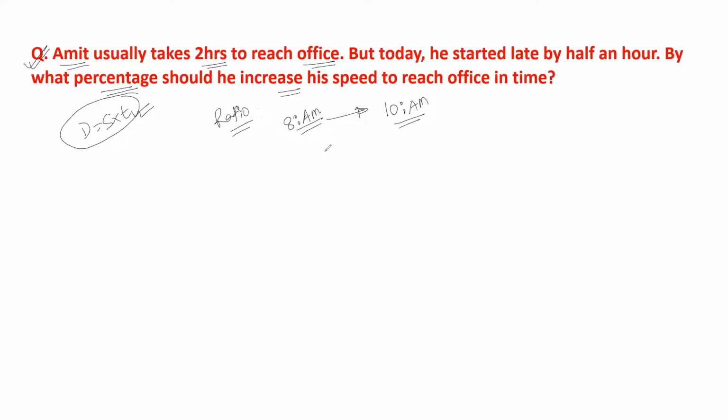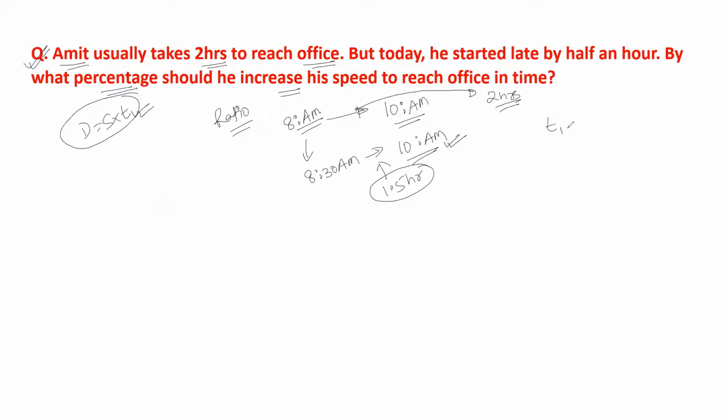Today, he is late by half an hour. So that means he is leaving for office at 8:30 a.m. And if he wants to reach office in time, then he must reach at 10 a.m. again. So earlier, he used to take 2 hours to reach office. But now, if he wants to reach at the same time, in that case, he needs to take 1.5 hours. So he needs to increase his speed.